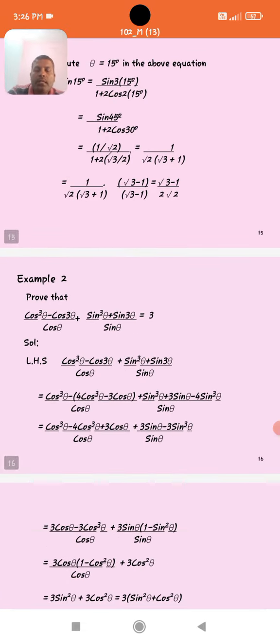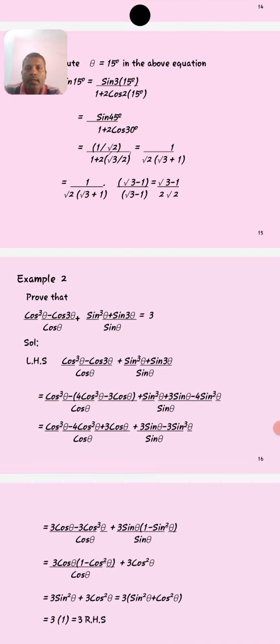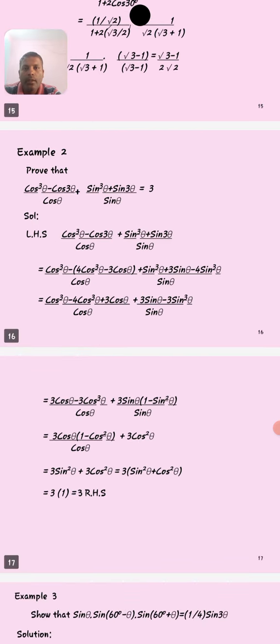Okay, now we see example 2. Prove that cos cube theta minus cos 3 theta divided by cos theta plus sin cube theta plus sin 3 theta divided by sin theta is equal to 3. Here we have to take the LHS: cos cube theta minus cos 3 theta divided by cos theta plus sin cube theta plus sin 3 theta divided by sin theta.